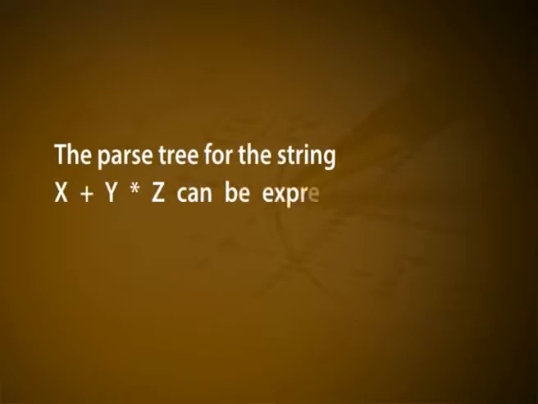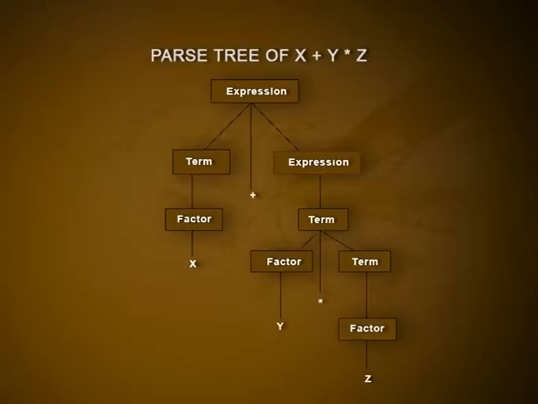The manner in which a particular string conforms to a set of syntax diagrams can be represented in a pictorial form by a parse tree. The parse tree for the string x + y * z can be expressed as given below. The tree starts at the top with the non-terminal expression and at each level shows how the non-terminals at that level are decomposed until the symbols in the string itself are obtained.